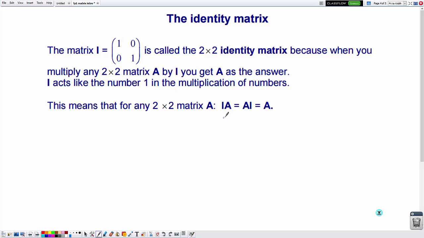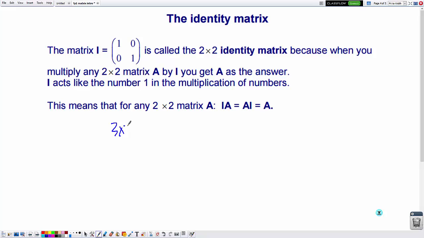And look, it works like the number 1 because if I multiply an identity matrix I by matrix A, where A is any 2 by 2 matrix so you can actually do the multiplication, if I do I times A, and I do A times I, I get A. So notice it's like the number 1. It doesn't change anything. It's called identity. So this is the 2 by 2 identity, of course.